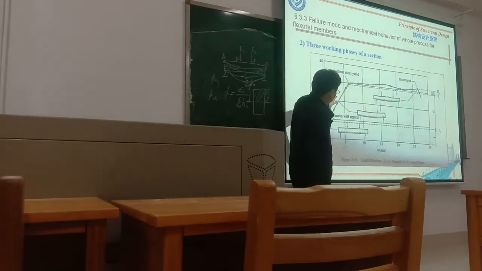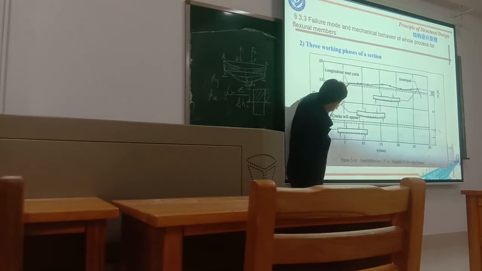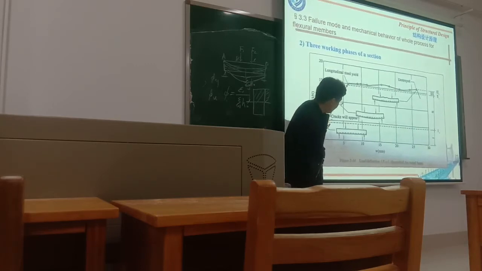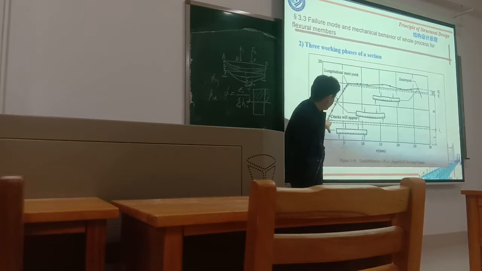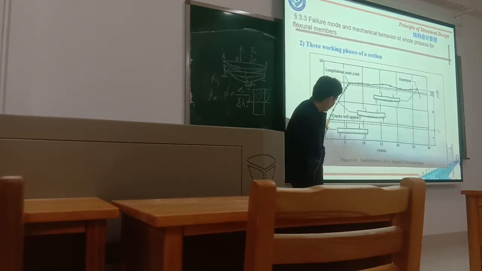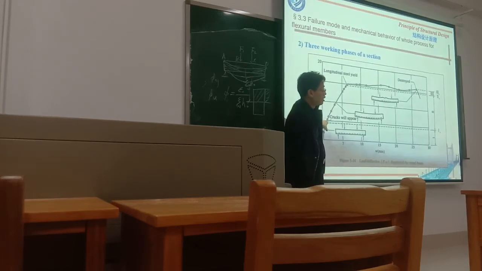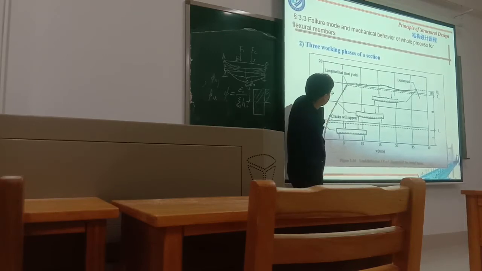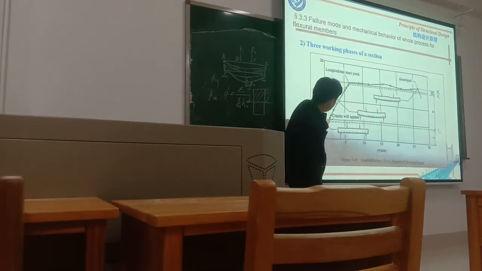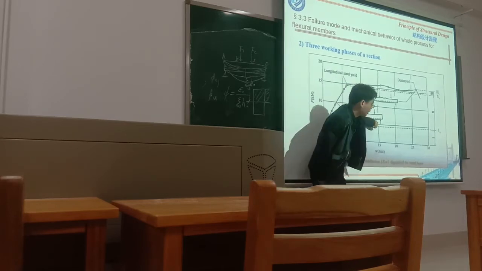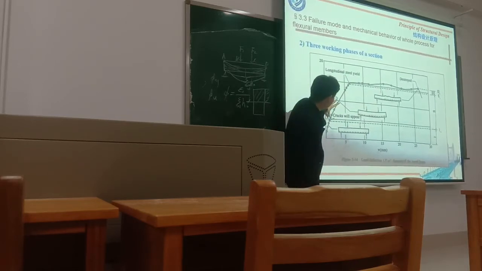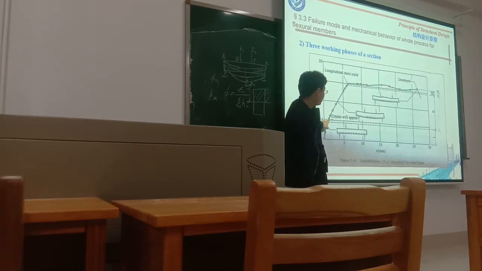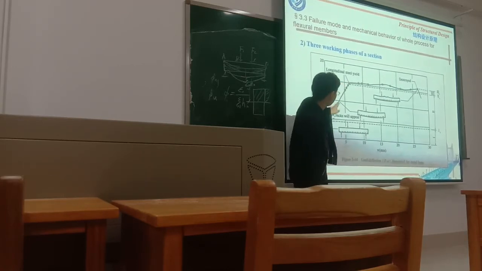But for the under-reinforced beam, at the end of phase two is the limit state for the crack. Once the load is larger than this point, the crack is going to appear. But for the under-reinforced beam, once the crack appears, the steel suddenly reaches the yield strength. That means suddenly we have it here and then go to phase three. Compared to here, phase two is maybe just a very short distance, because once the crack appears, the steel yields.